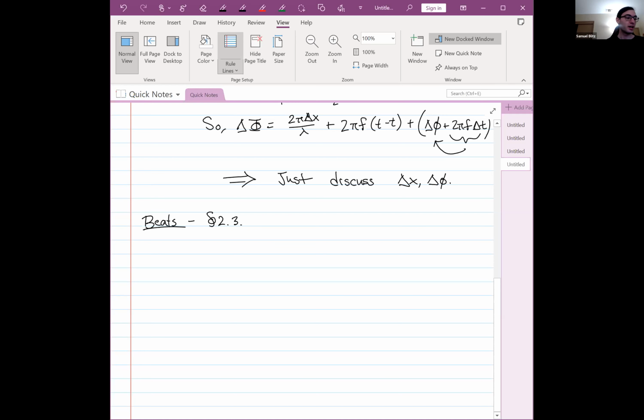Anyway, so let's talk about Beats. So Beats is the resolution to the question, what if waves aren't exactly identical, meaning that they don't have the same frequency? What if they're just close? Well, when that happens, you get an interesting phenomenon, especially when the frequencies just differ by a little bit.